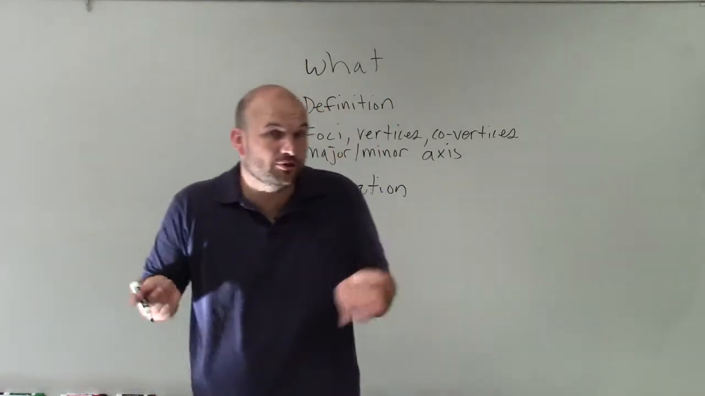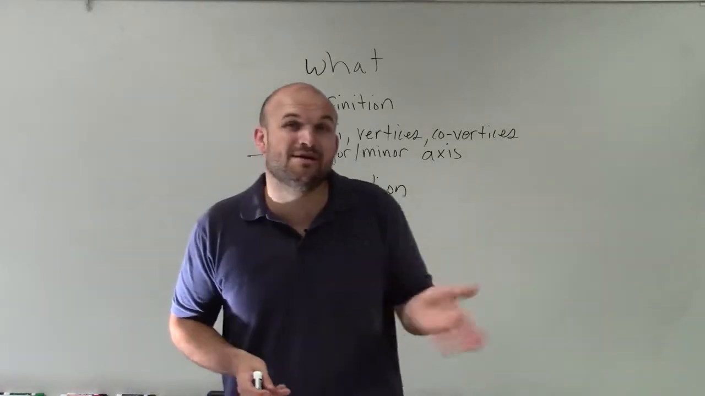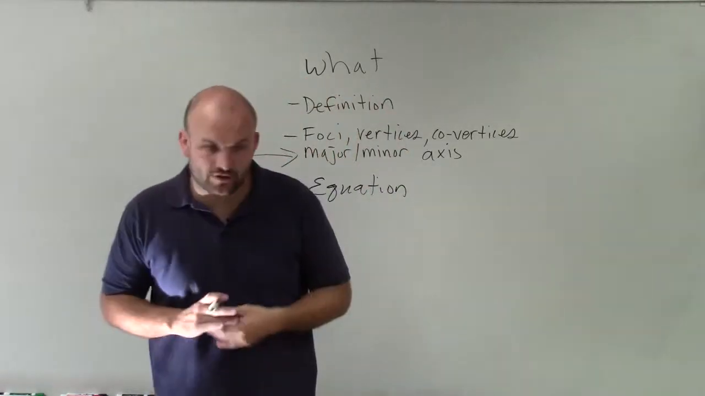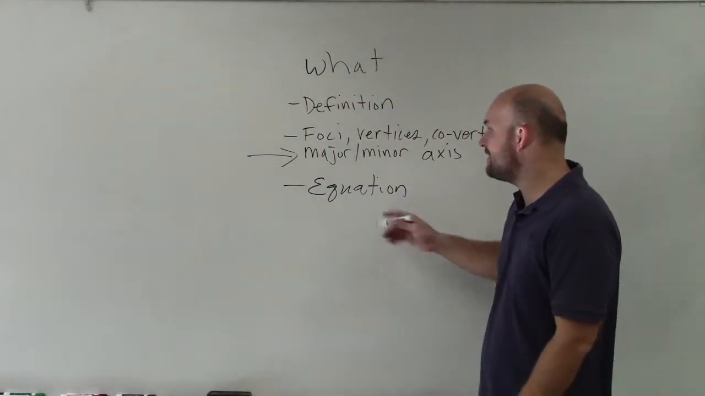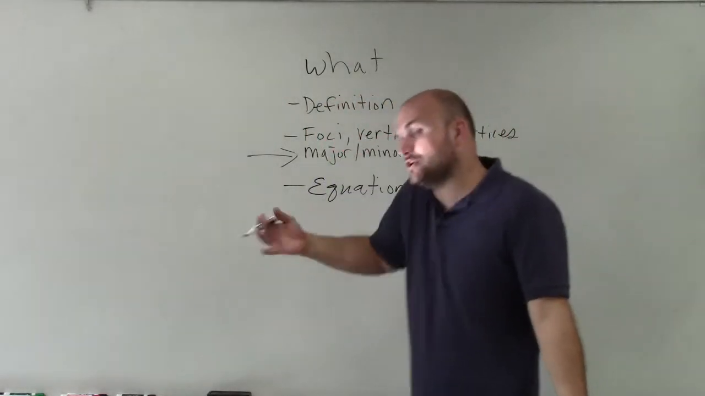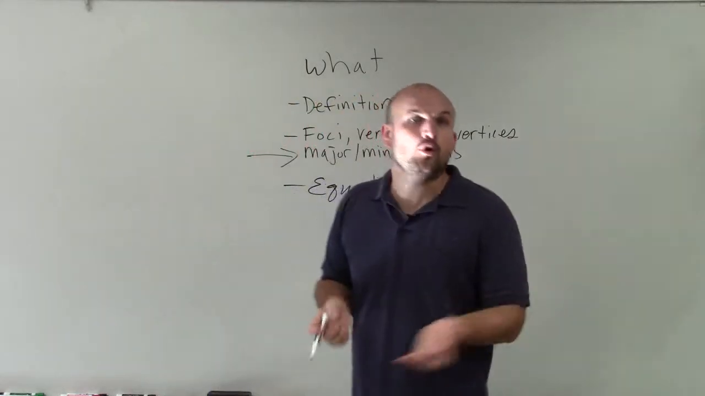Remember, they're perpendicular to each other, and more importantly, which one is the major axis rather than the minor axis. Is that major axis horizontal or is it vertical? Because based on that information, we can identify from the equations. So we have to know what the two different equations are, right? For a vertical major axis and for a horizontal major axis.